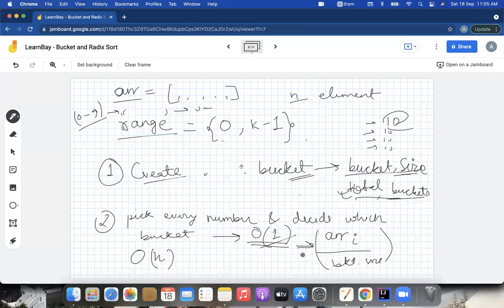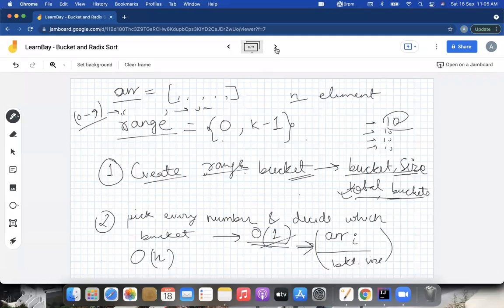If you have a good mathematical expression to know which bucket it goes to, and 99.999% of the time you will be creating range buckets, which are very mathematical in nature, every bucket will have a constant size. If you choose your bucket size, you know the total number of buckets, and that's it. So you can use a simple mathematical formula to know which bucket that number will go to in O(1) time, and there are n elements in the array.